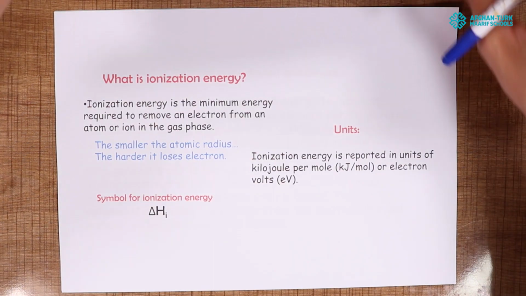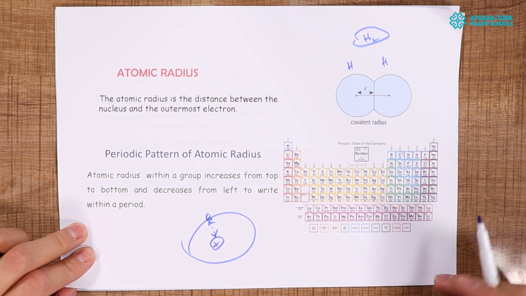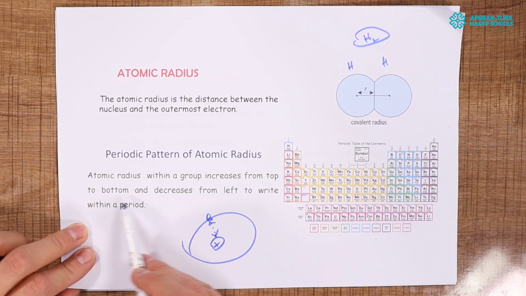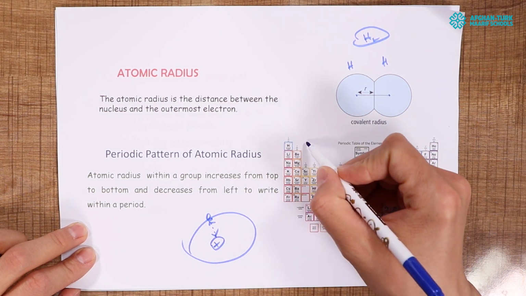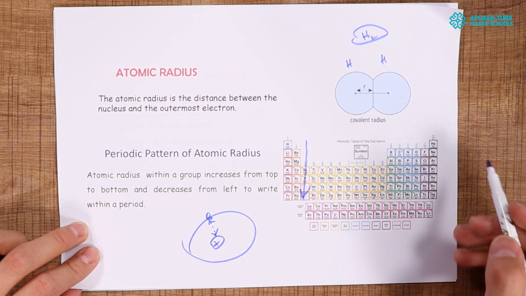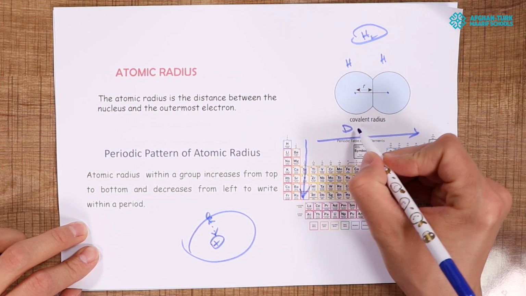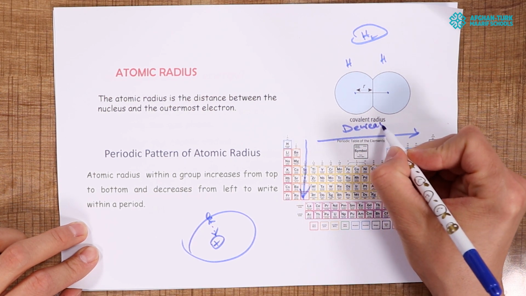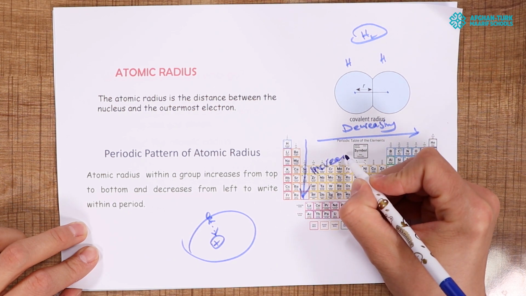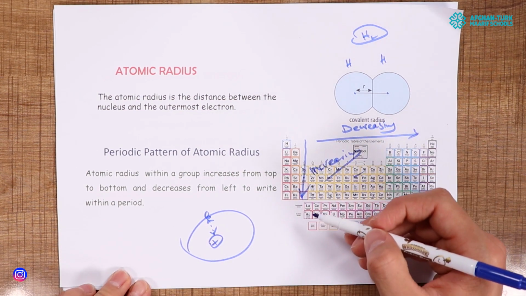Okay, let's see the periodic pattern of atomic radius, like what kind of trend it has in the periodic table. Atomic radius within a group increases from top to bottom, and decreases from left to right, or we can say it increases from right to left. Over here it is decreasing, and over here it is increasing. Why is it increasing from top to bottom?